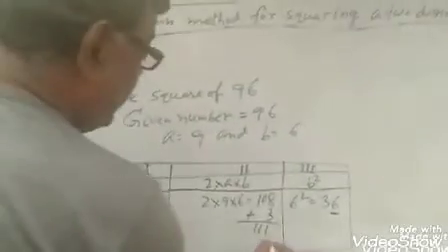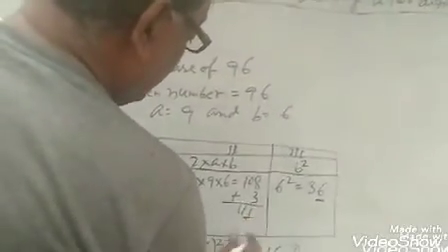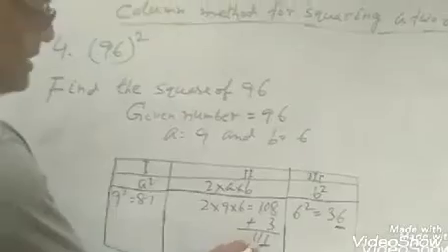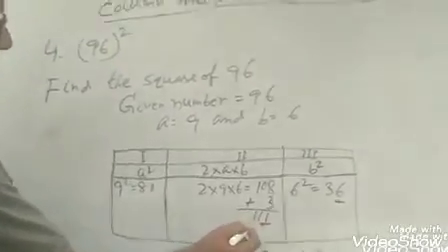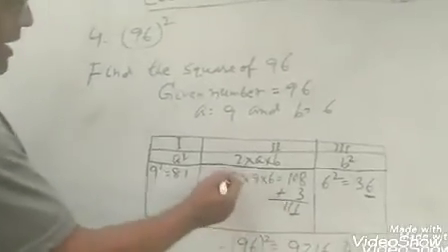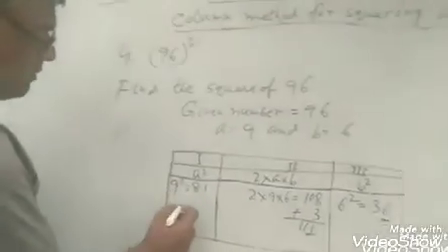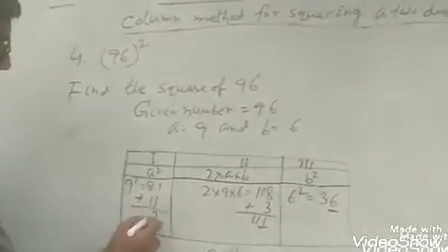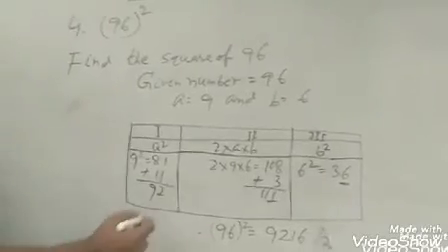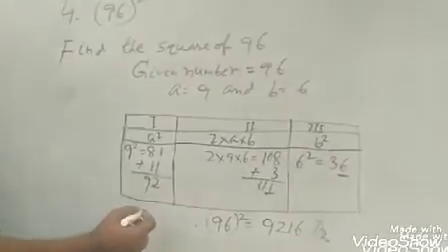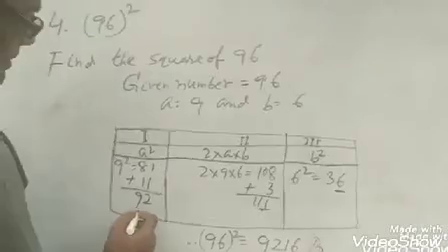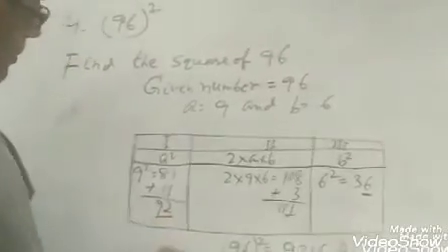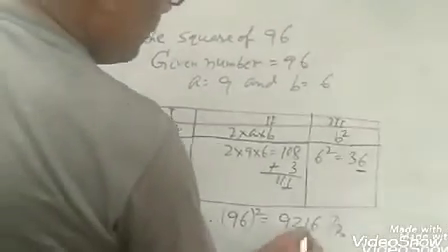And in column 2, underline unit digit number 1, and the tens and hundreds digit number 11 carry over to column 1 and add it to the value of A square. We get 92. Therefore, square of 96 whole square, we get 9216. The answer.